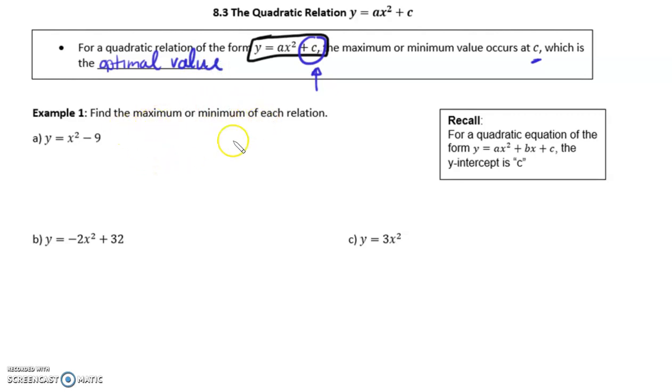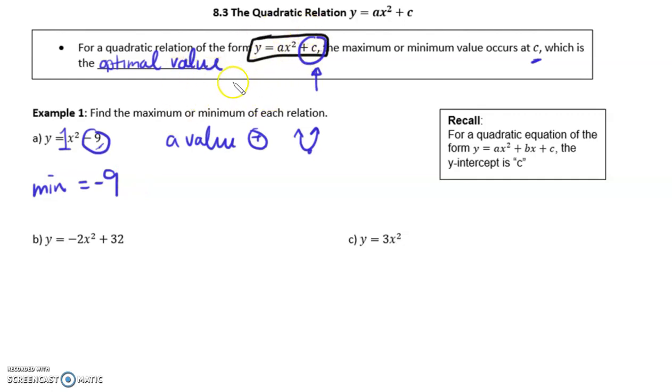Okay, find the max or min of each relation. So what we do here is, because we have an equation in the form y equals ax squared plus c, our optimal value, or our max or min, would occur at -9. Okay, and just as a recall, our a value right here is positive. That means we open up, so we're going to have a minimum here. The minimum is -9.